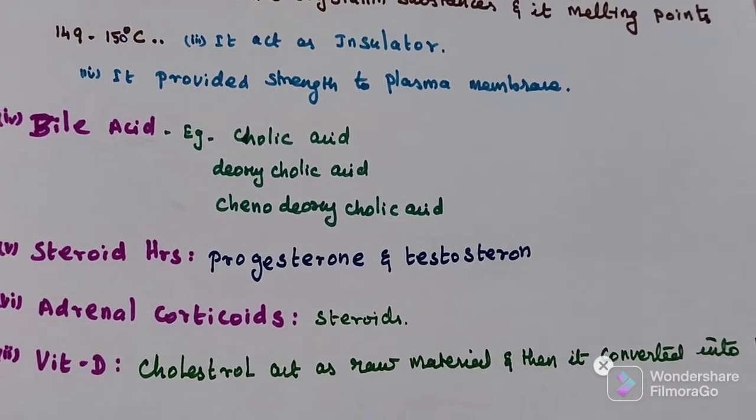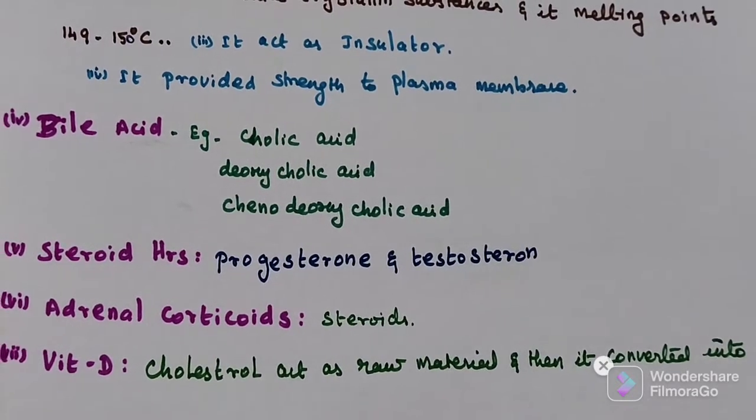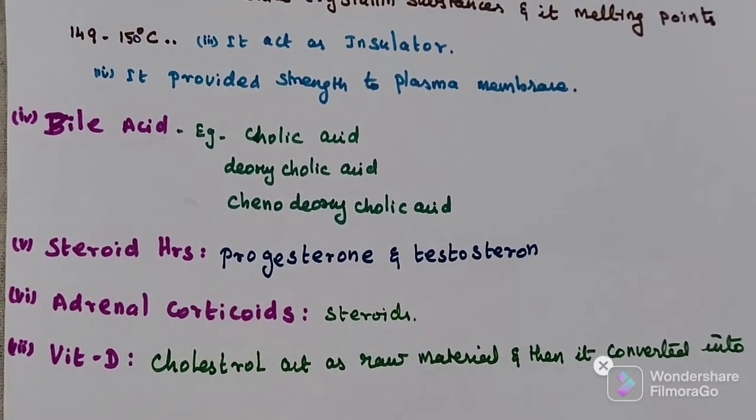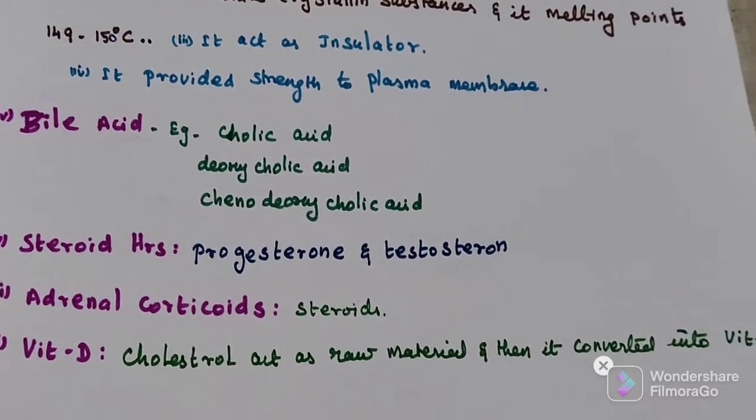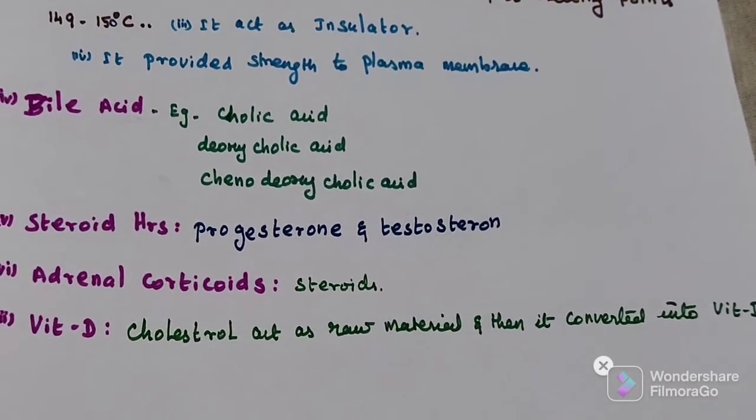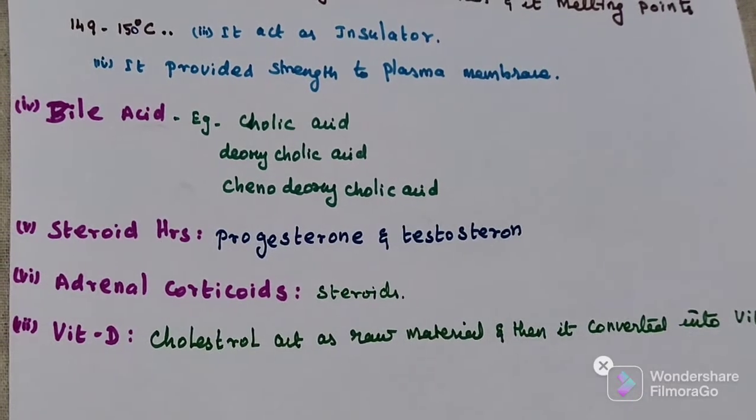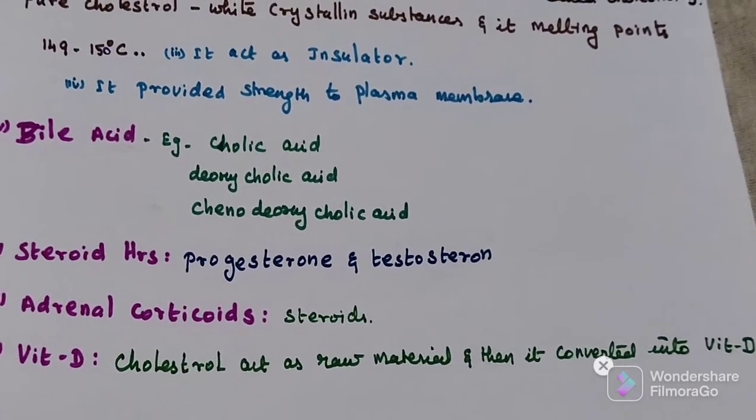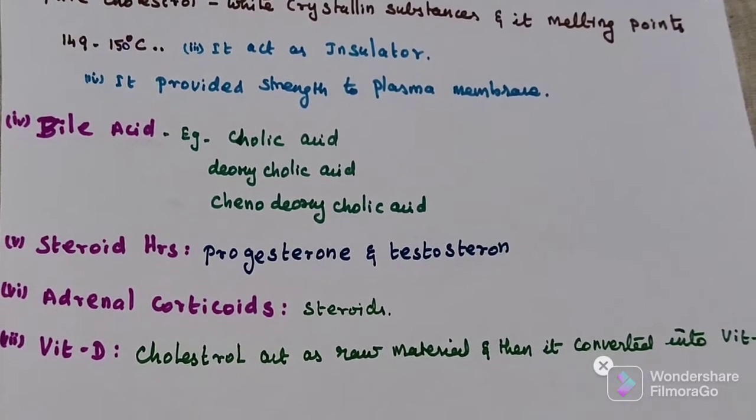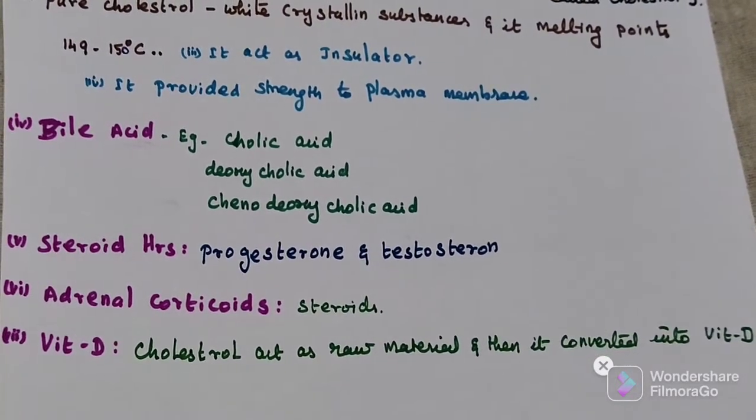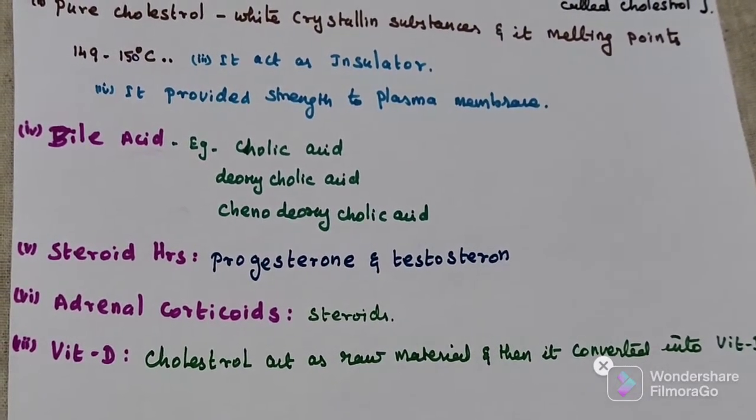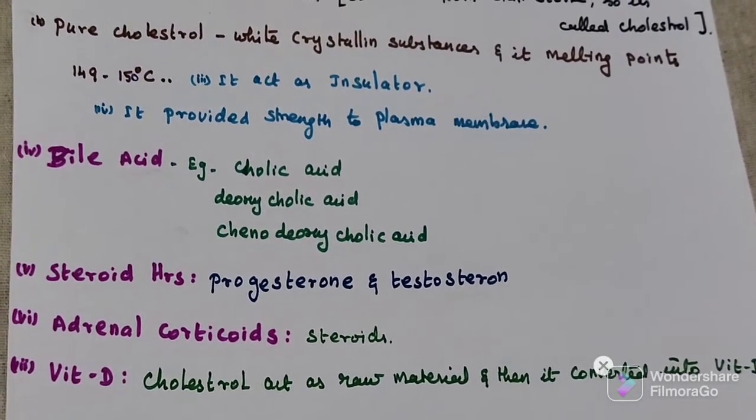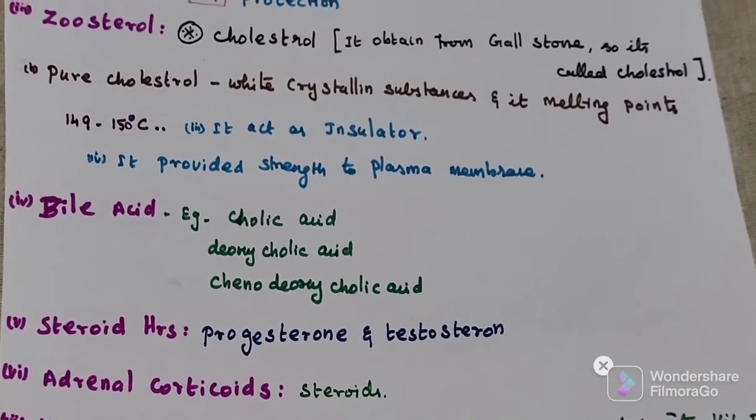Vitamin D can be synthesized in our body using cholesterol. Cholesterol acts as a raw material and is then converted into vitamin D. So cholesterol is very important because it acts as a steroid hormone precursor and is also used for vitamin D synthesis. It is also present in our plasma membrane, where it provides strength.